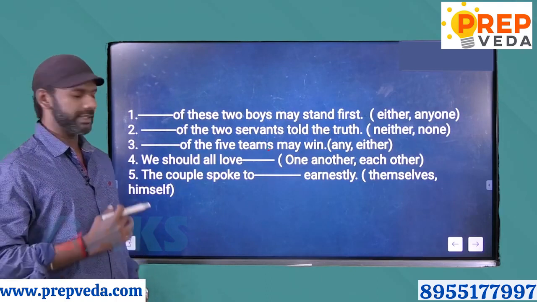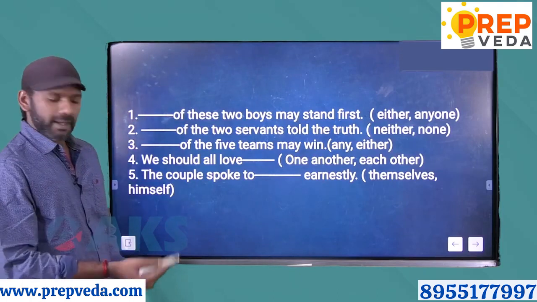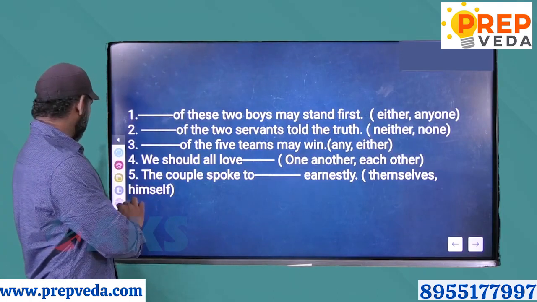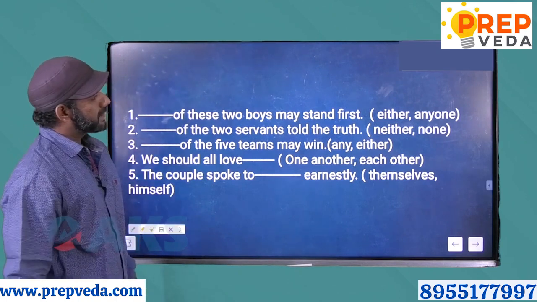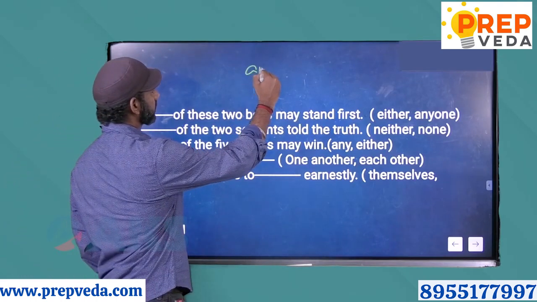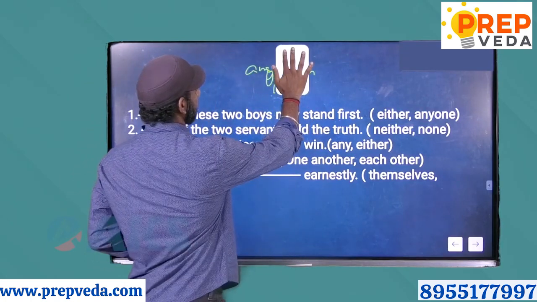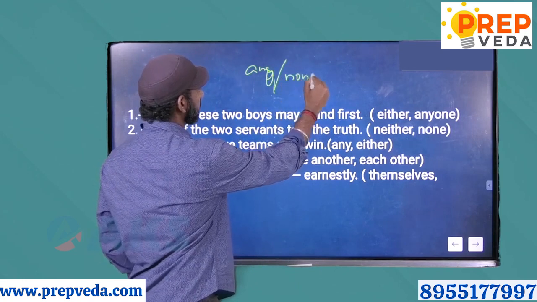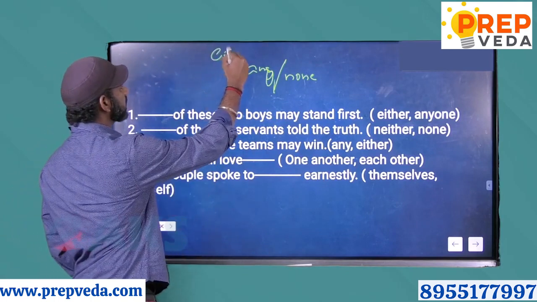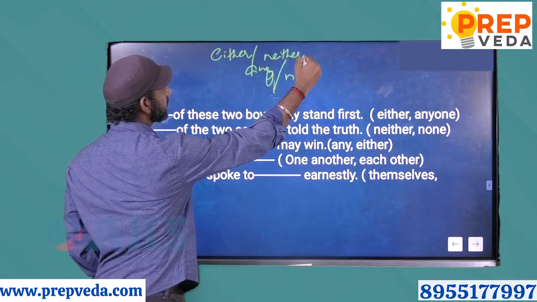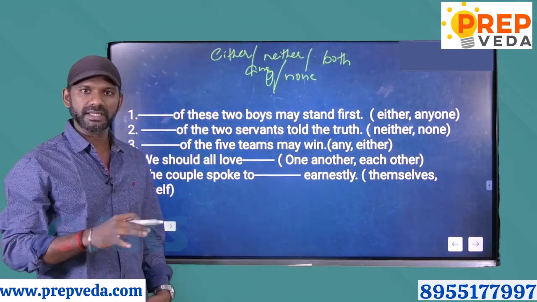Understand the meaning of a sentence. Right? Dash of these two boys may stand first. The options are either and anyone. Right? Now we have discussed this rule. Any and none can be used only when there are more than two entities, whereas either, neither, and both can be used only when there are two entities. That's the rule we discussed on pronouns.